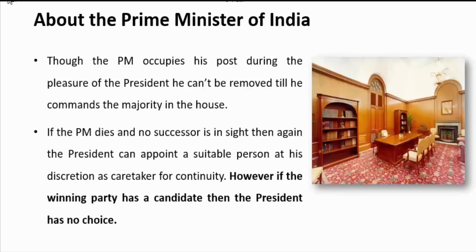And if I talk about the tenure of the prime minister, the tenure is not fixed, because he occupies his post during the pleasure of the president. Basically he cannot be removed as long as he has the majority in his house. But in case the prime minister dies and there is no successor, the president can appoint a suitable person. There is another case: if the winning party already has a candidate, in that case the president has no choice.